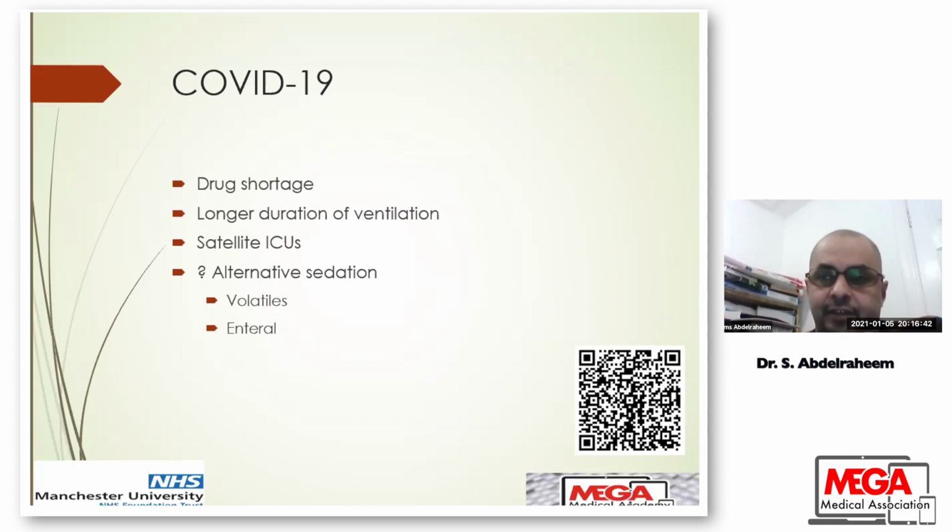Being ventilated on anesthetic machines gives you the advantage of having the volatile, mainly sevoflurane, that we use. So again, with the shortage of propofol, if the patient is already in theaters, we can use the volatiles.